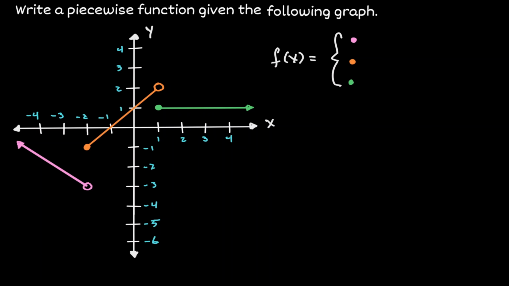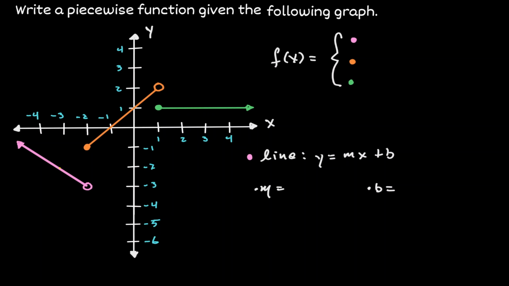So let's start by analyzing the section in pink, which is what we have here. Notice that this is a line. So we know that the function that we're going to define is going to be of the form y equals mx plus b. So what we need to find out is the value of the slope and the value of the y-intercept, because once we have that, we will be able to define this line. Well, let's start by looking at the slope of this line.